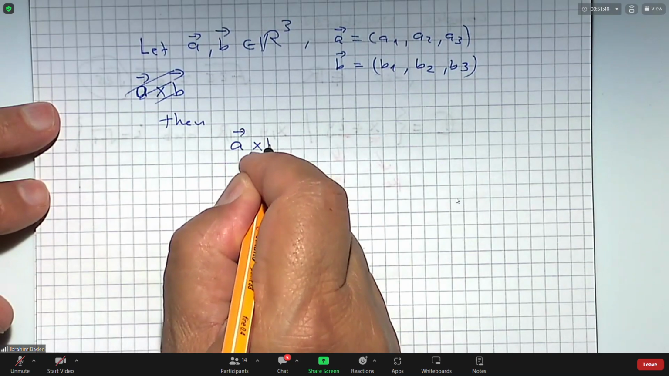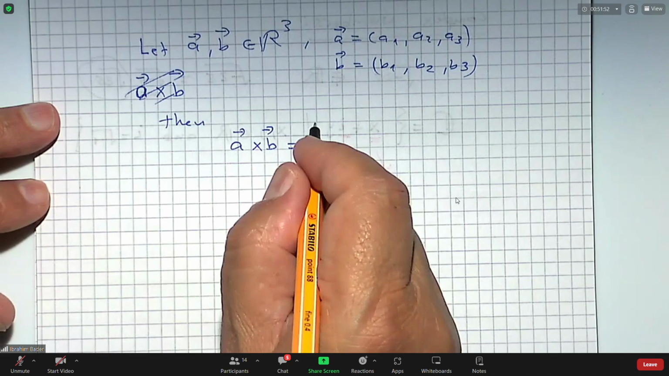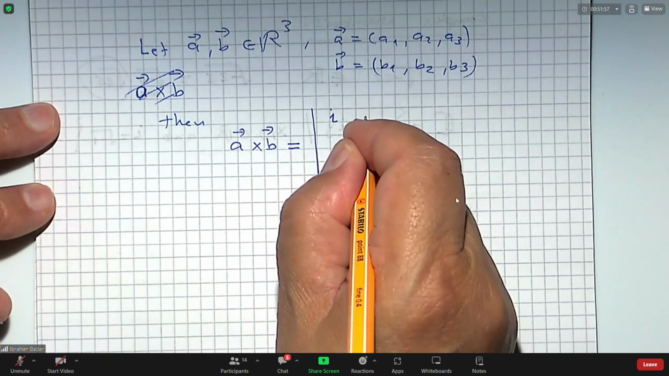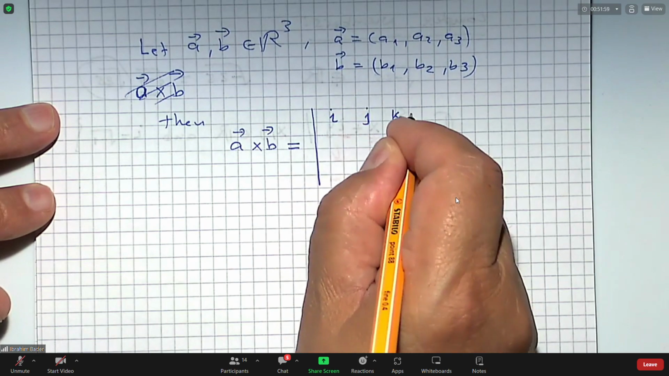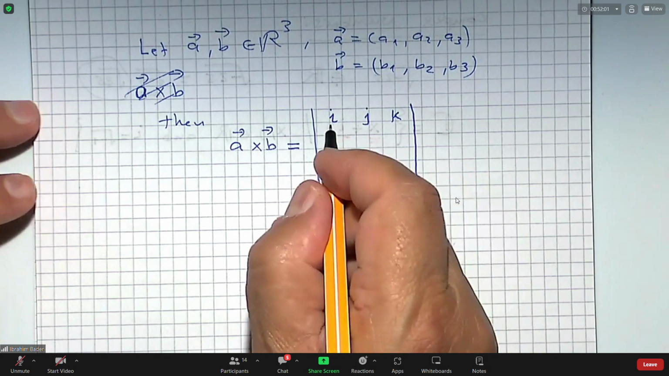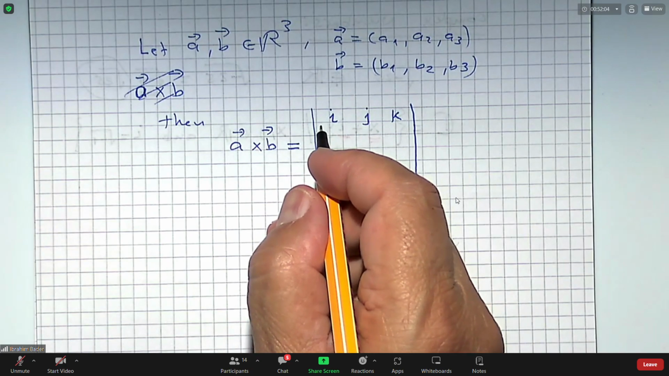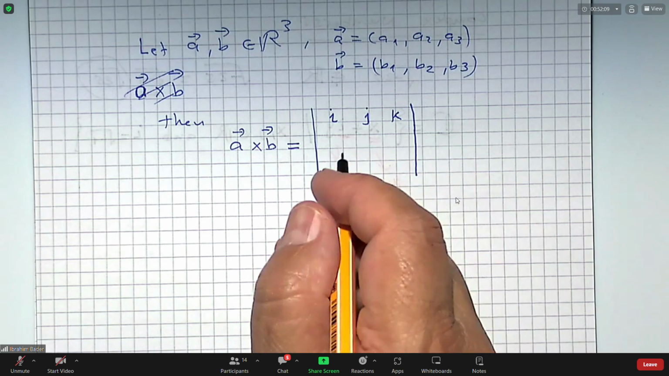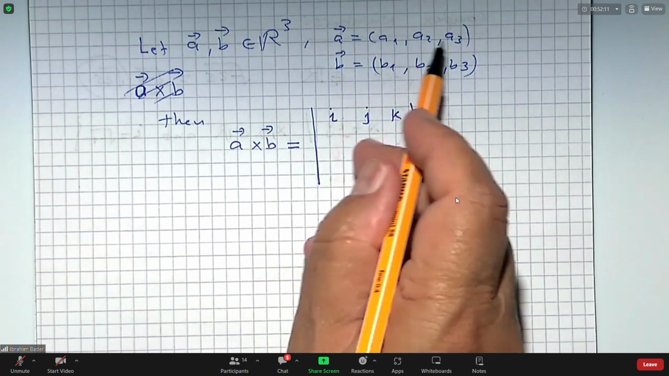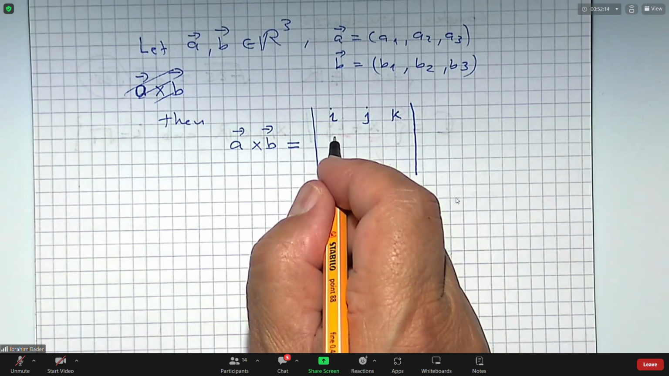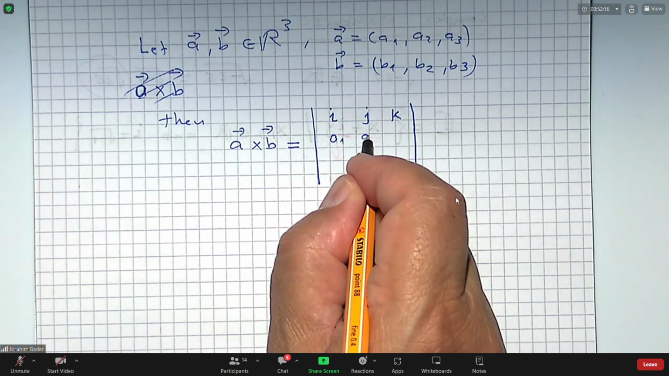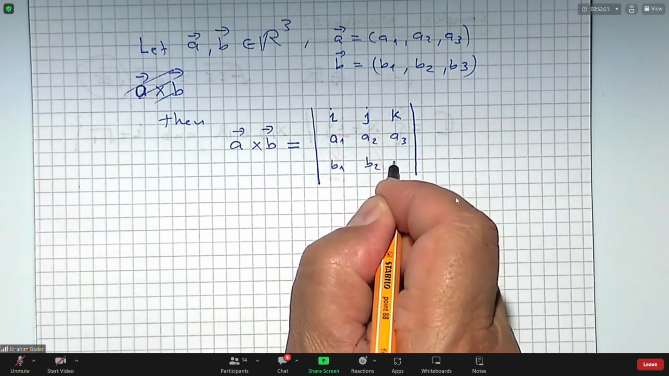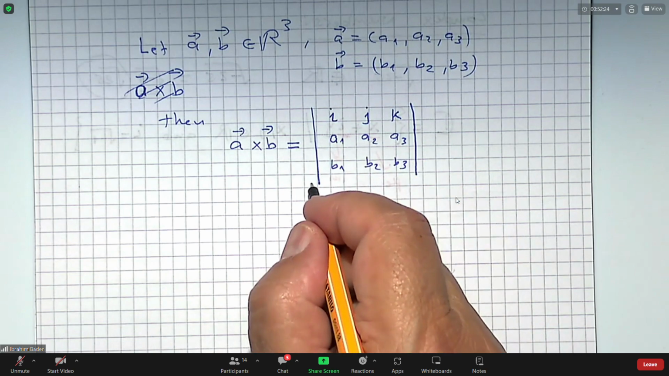A cross B is equal to the determinant of, here in the first row, I will place i, j, and k respectively. So the order here matters. These are the unit vectors in the X, Y, and Z directions. And then I will place the two rows containing the coordinates of the vectors. So here A1, A2, A3, B1, B2, B3. So this is the determinant.